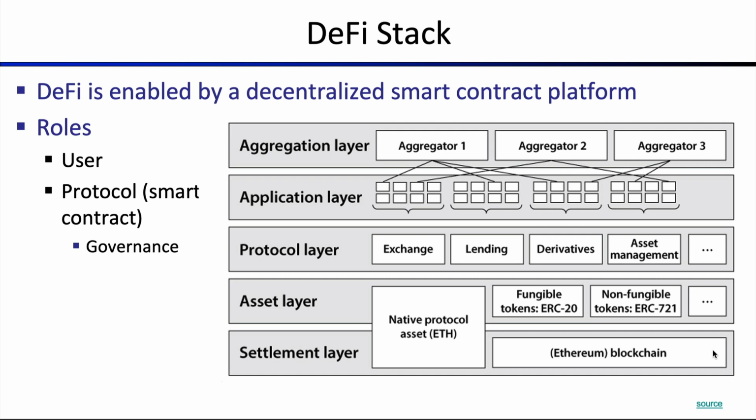exchanges on the application layer, which can then again be aggregated on the aggregation layer. So you can actually aggregate multiple AMMs. For example, there's 1inch or Paraswap that are off-chain aggregators. You can also have on-chain aggregators. I have published a paper on A2MM, which is an on-chain aggregator of multiple AMMs. So this is really the entire protocol stack if you look at DeFi.